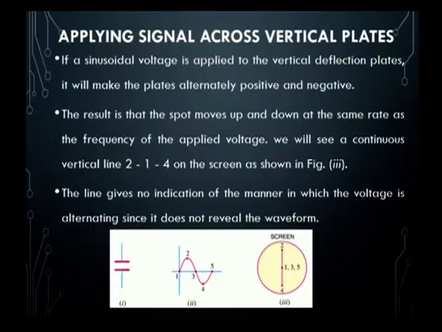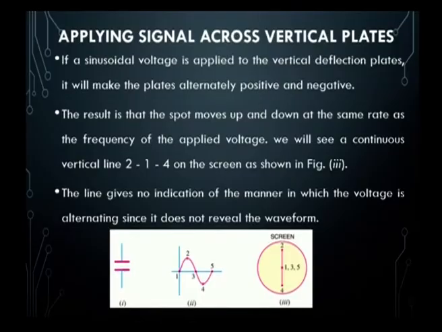Let us see. If a sinusoidal voltage is applied to the vertical deflection plates, how will the signal appear on the screen while the electron beam is moved by the vertical deflection plates? The result is that the spot moves up and down at the same rate as the frequency of the applied voltage. So, we will have a continuous vertical line appear on the screen.